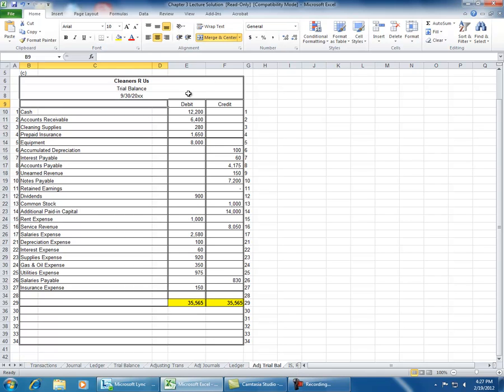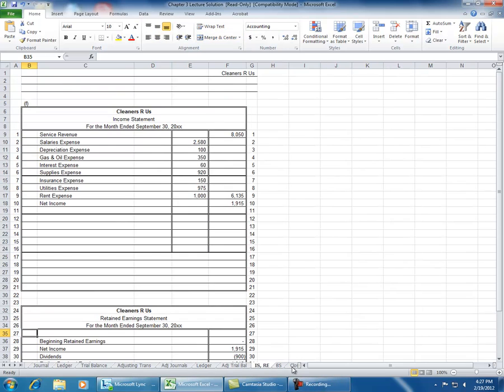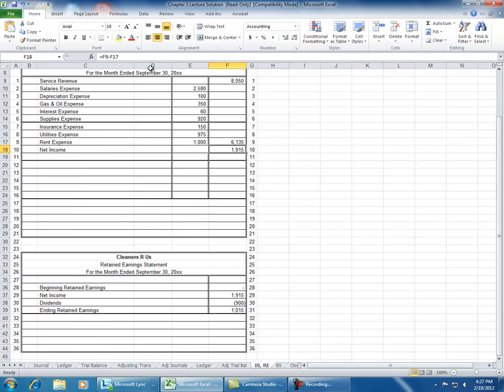From your adjusted trial balance, you're going to take each and every one of these accounts and pull them into your financial statements. First, you have your income statement. Your revenues minus your expenses are listed here. Your income amount of $1915 is going to flow directly into your retained earnings statement, and you're going to get an ending retained earnings balance of $1015.